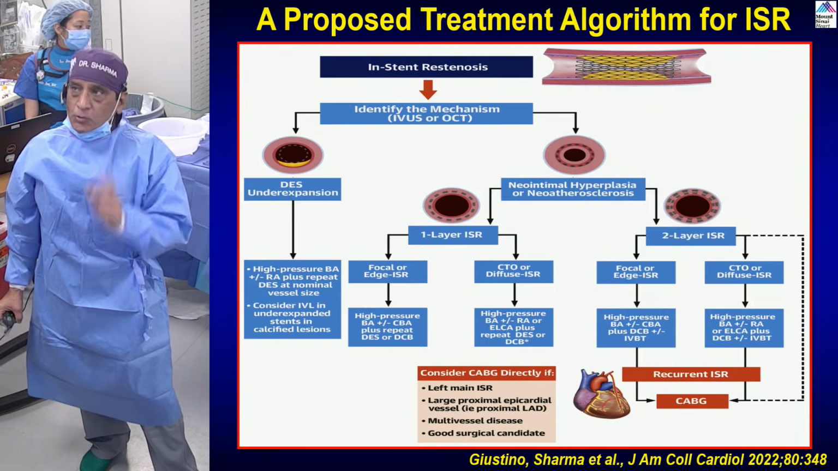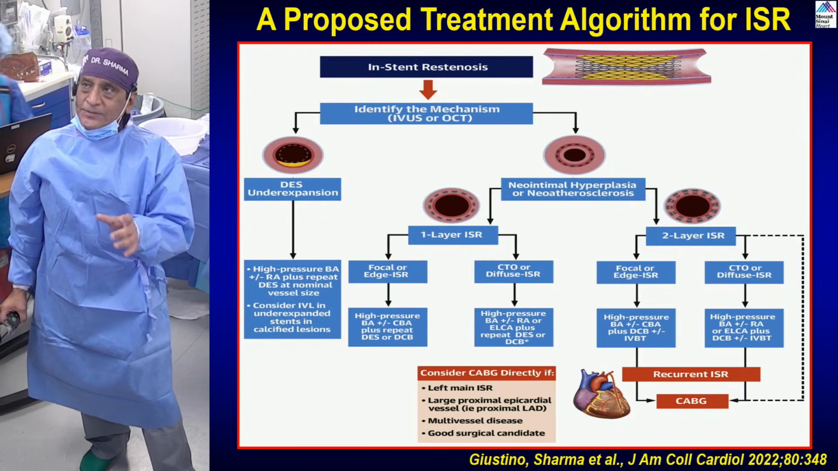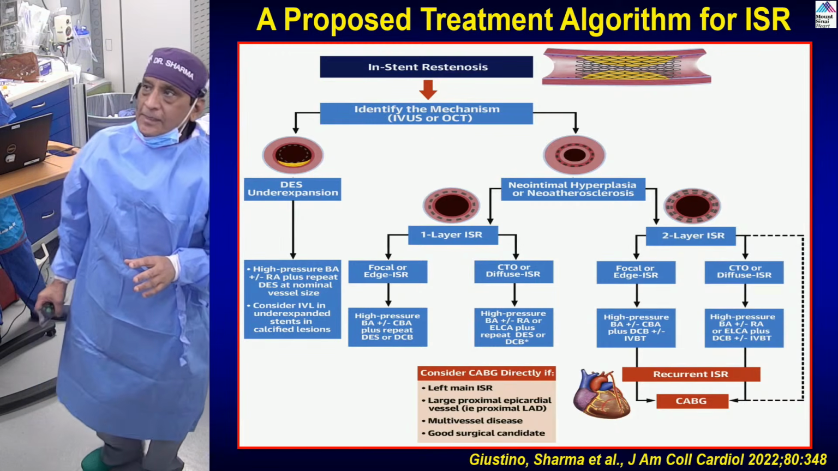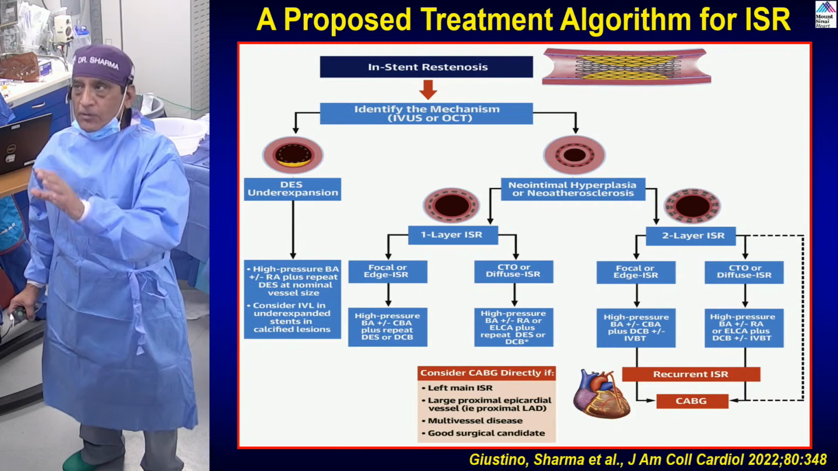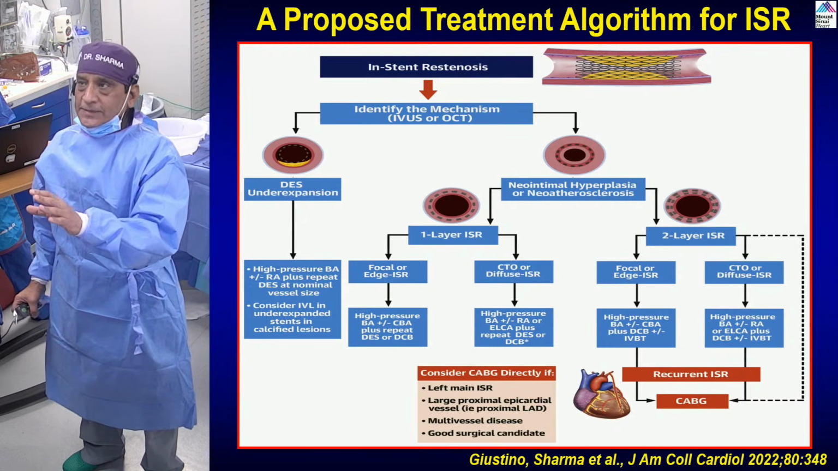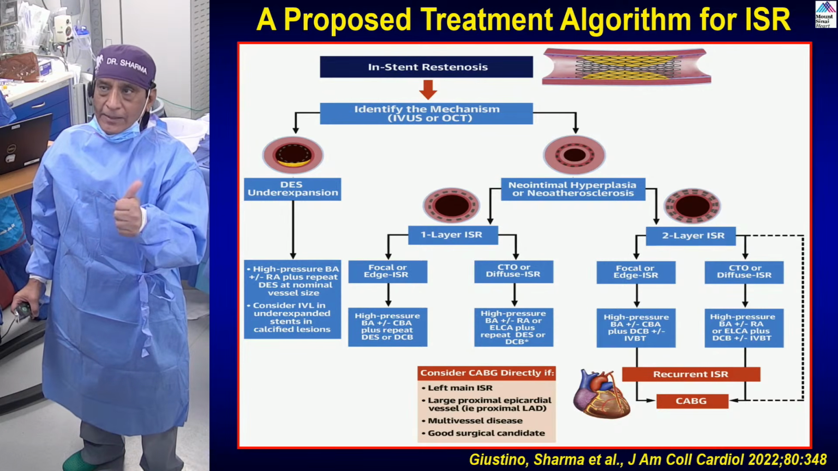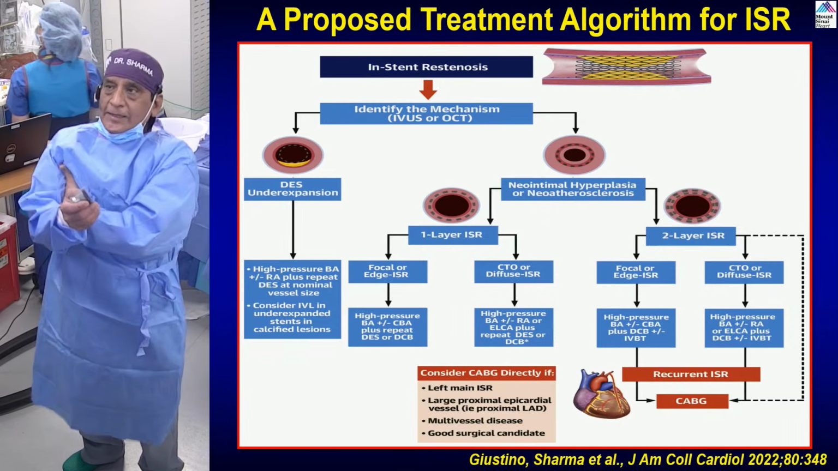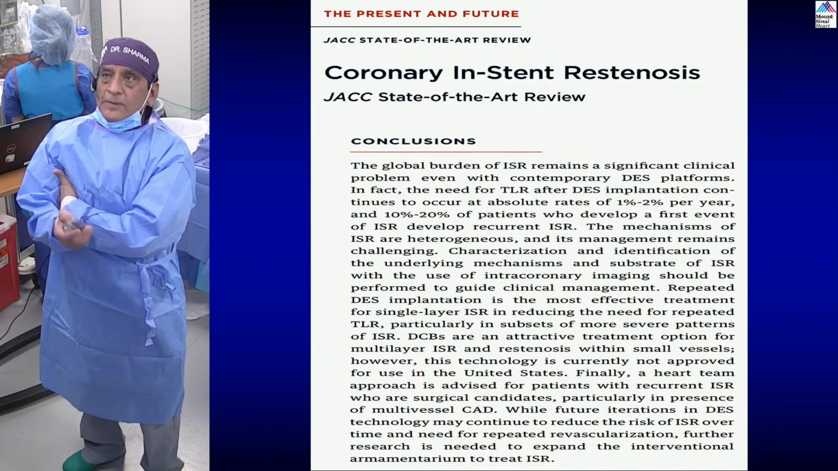Now, once you have a two-layer ISR, the question comes: two-layer at the focal or edge, you can just do high pressure balloon dilatation and IVBT. But if it's diffuse, there you want to do a drug coated balloon. We don't have much data on IVBT in those cases. Recurrent ISR, consider CABG, particularly left main, large proximal, multi-vessel disease, and patient is a good surgical candidate. Surgery is still an option for many of these patients. So this is, we have put it very nicely.